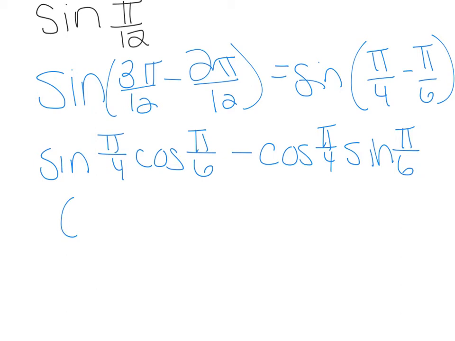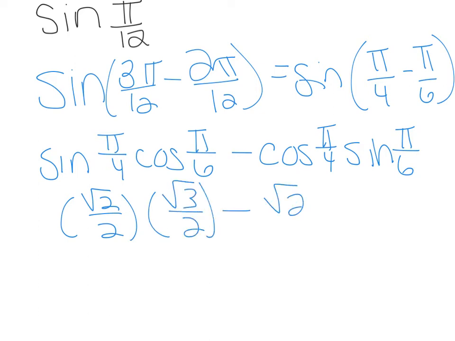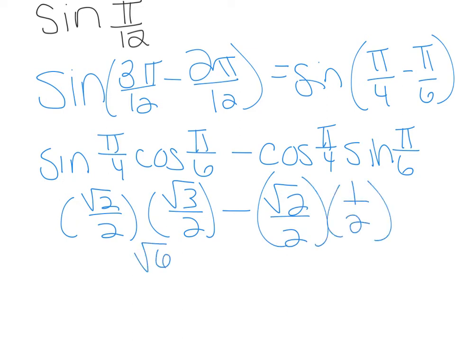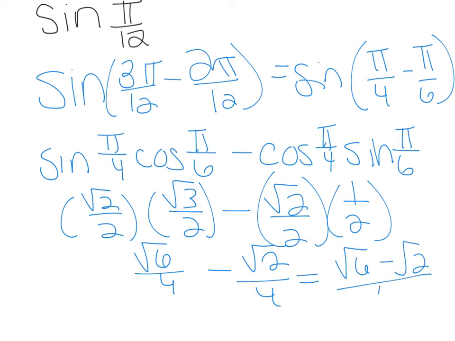Sine at pi over 4 is going to be root 2 over 2 times root 3 over 2 minus root 2 over 2 times 1/2, which is going to get me a root 6 over 4 minus a root 2 over 4, which we can write as root 6 minus root 2 all over 4. Okay, so last problem is the simplest one on page 18.